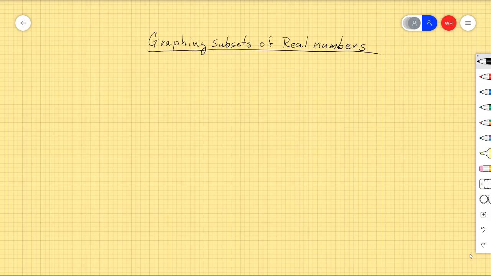Let's talk about graphing. We're going to take a look at graphing subsets of real numbers. First, we'll take a look at graphing individual numbers from sets, and then we'll take a look at graphing intervals, and primarily we'll talk about inequalities. But first, we need to talk about the number line.